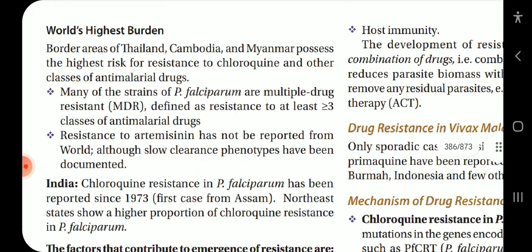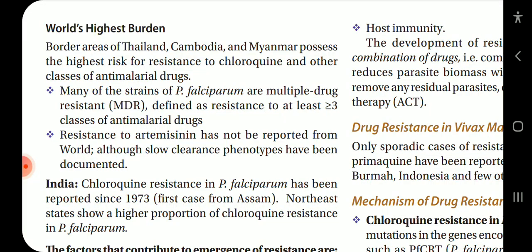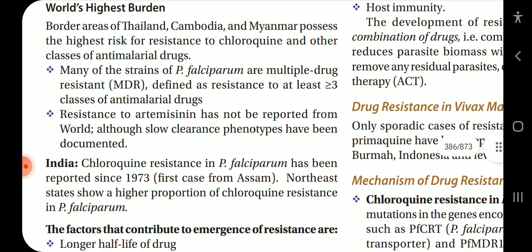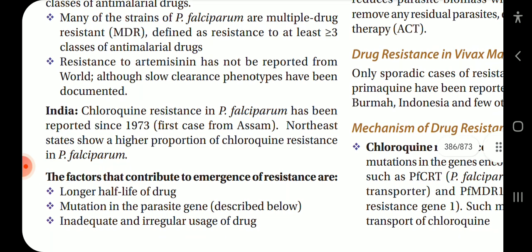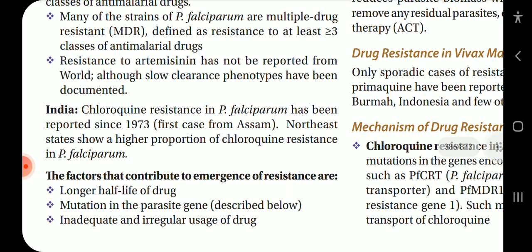The world's highest burden: border areas of Thailand, Cambodia and Myanmar pose the highest risk of resistance to chloroquine and other anti-malarial drugs. Many strains of Plasmodium falciparum are multiple drug resistant, MDR, defined as resistant to more than 3 classes of anti-malarial drugs. Resistance to artemisinin has not been reported worldwide, although slow clearance phenotypes have been documented.